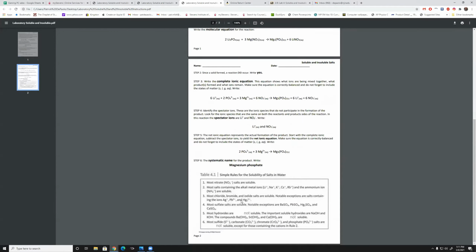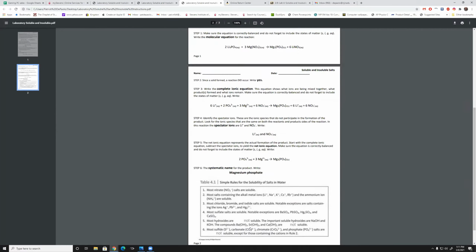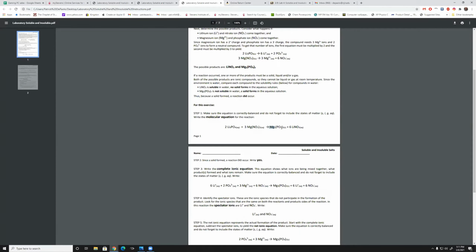Because if you look down here for magnesium phosphate, let me guess, it's not on the list. Yeah, this list sucks. Oh, here we go. Most sulfides, carbonates, and phosphates are not soluble. Here, yeah. So most of the phosphates are not soluble, except for those containing the cations in Rule 2. So that's like the Group 1A cations. So magnesium phosphate is considered to be not soluble, based on those rules. So that means it would form the solid.